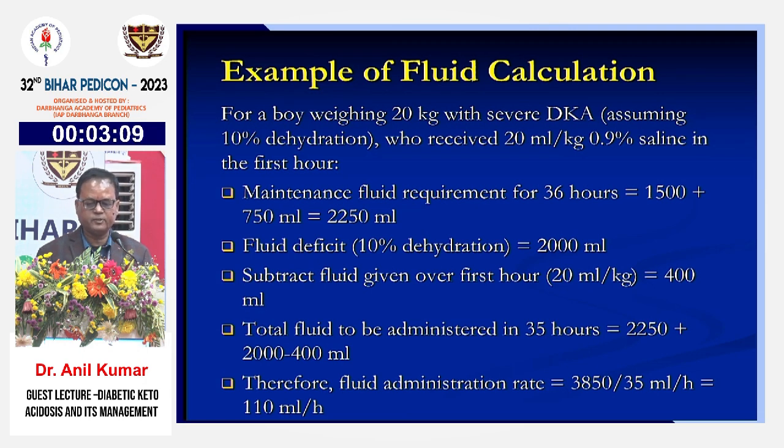Maintenance fluid requirements: if the patient is 20 kg, we have calculated for 36 hours. Maintenance for 36 hours is 1500 plus 750 ml, which is 2250 ml. The fluid deficit is 10%, so 100 into 20 is 2000 ml. We subtract what we gave in the first hour, 400 ml, so 2250 plus 2000 minus 400 gives a total of 3850. We divide this whole fluid by 35 hours, that is 110 ml per hour. So we will give the fluid at 110 ml per hour.